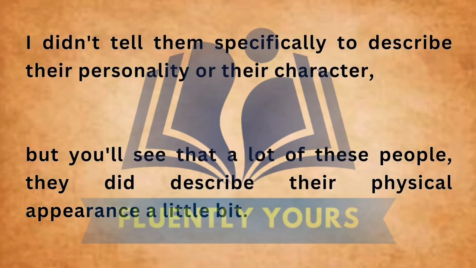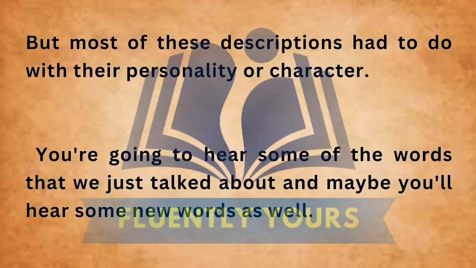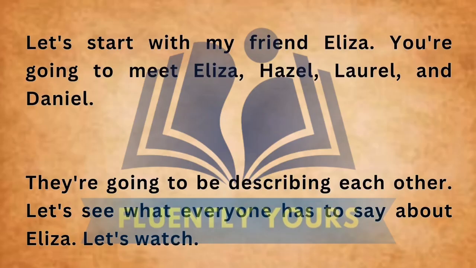I didn't tell them specifically to describe their personality or their character, but you'll see that a lot of these people, they did describe their physical appearance a little bit. But most of these descriptions had to do with their personality or character. You're going to hear some of the words that we just talked about, and maybe you'll hear some new words as well. Let's start with my friend Eliza. You're going to meet Eliza, Hazel, Laurel, and Daniel. They're going to be describing each other. Let's see what everyone has to say about Eliza.